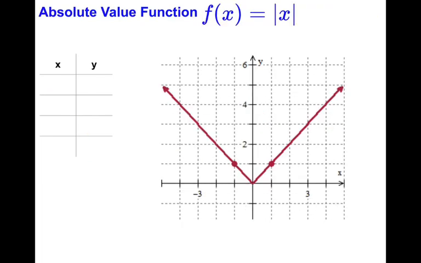Absolute value function is our last parent function here for the library of functions. When we take the absolute value, we get back the positive value there.